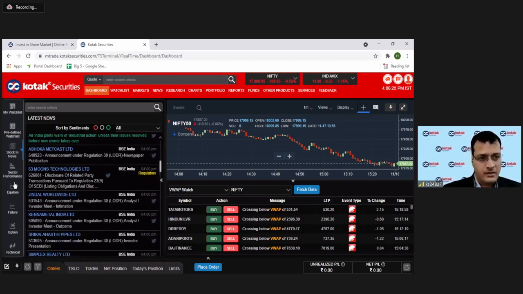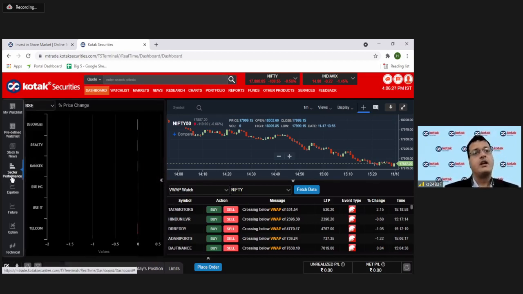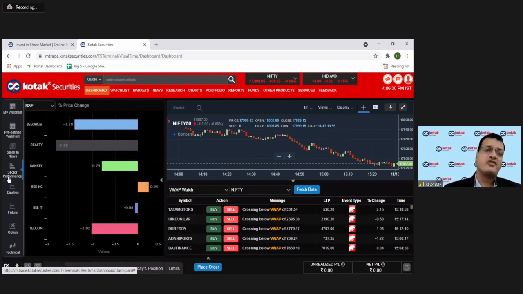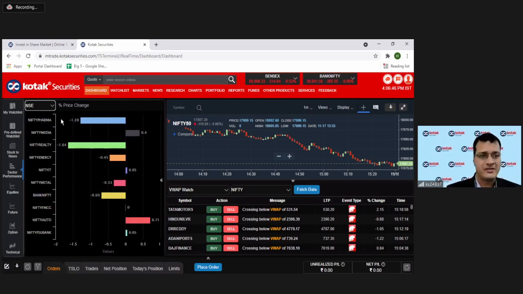Second would be sector performance. If you want to see today's sector performance, which stocks are doing good, which have fared well, or have fallen, which sector is doing good, you can click on sector performance and see from here. You can click on NSE or BSE to see which stocks did well or did not do well today. For example, today you can see Nifty Pharma was down by 1.28%.